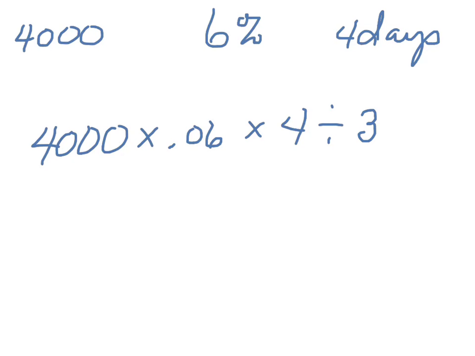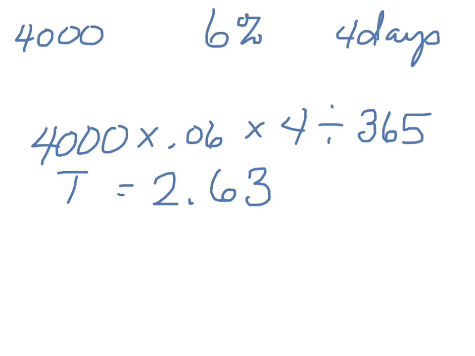Why, Matt? Because there's 365 days in the year. Good job, Matt. Nice work. So, what is 4,000 times 0.06 times 4 divided by 365? How much? Did anybody else get that? Yeah? Okay, so we must be doing it right. Good job, Matt. Thank you.